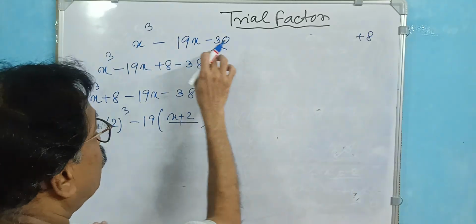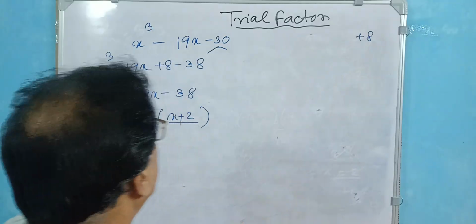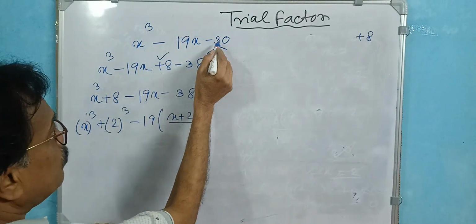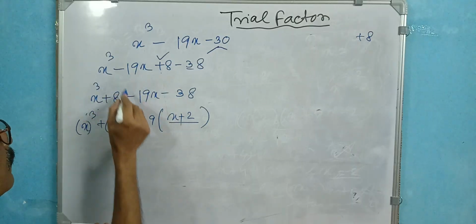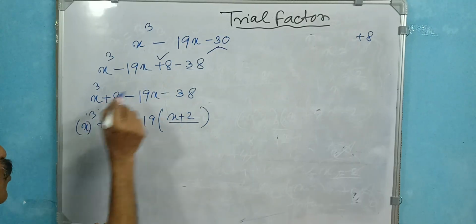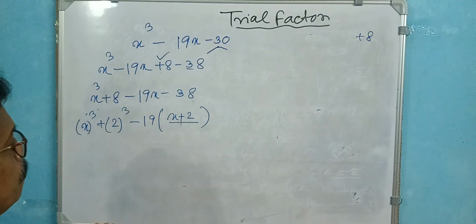So break it whenever you see both are minus. For that you take 8 as positive, just an assumption. 8 is positive, so this is minus 30. Now this is x cube plus 8 and this is this. You write it. Because 8 means 2 cube, here you also take 2. Say a cube plus b cube minus 19 this. Okay, no problem.